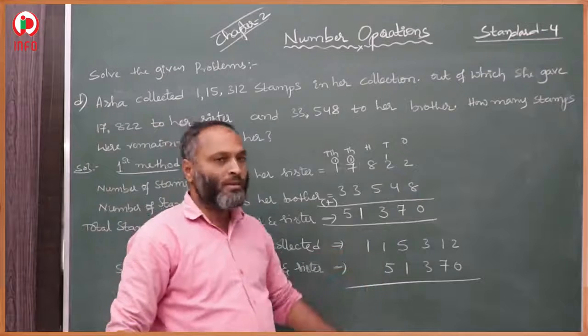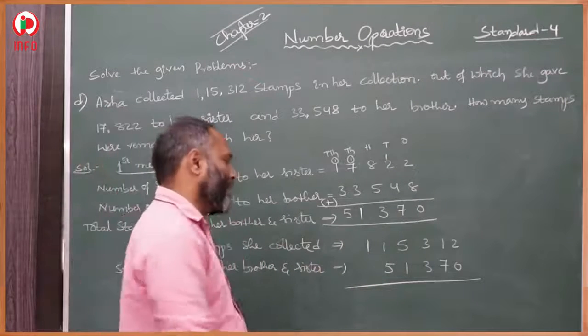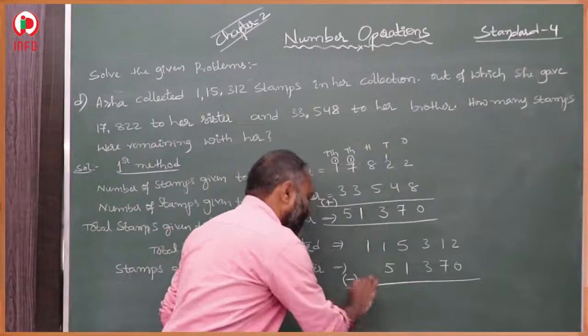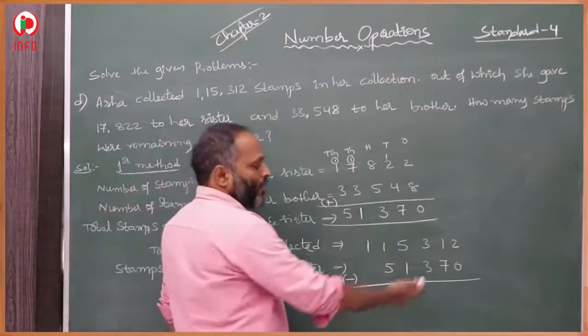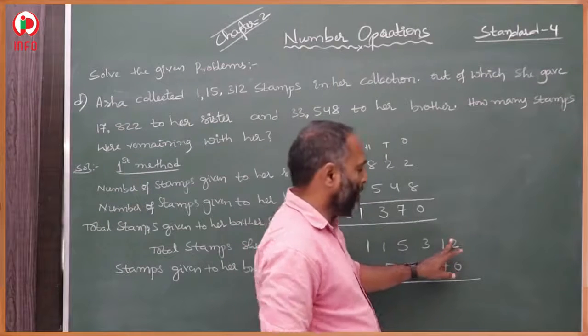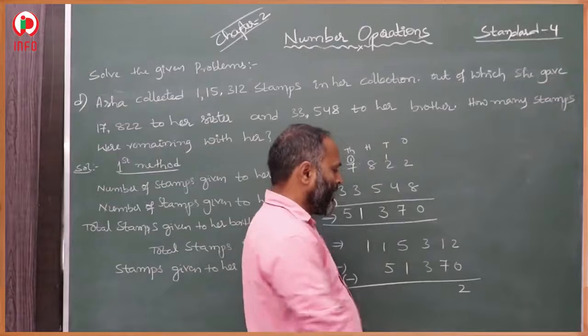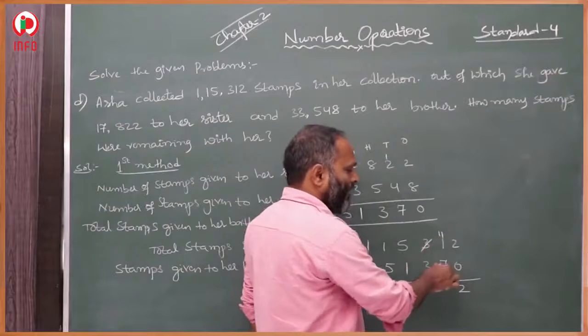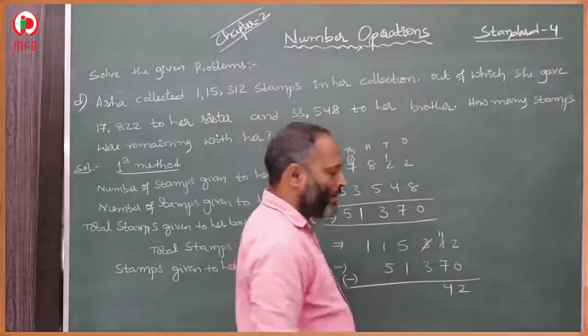Number of stamps left after giving to her brother and sister, it means we have to make minus. We have to find subtraction here. This is the minuend, this is the subtrahend. Minuend is bigger, no need to take borrow. 2 minus 0 is 2. This minuend is smaller, then take borrow from here. It will get 11. 11 minus 7 is 4.